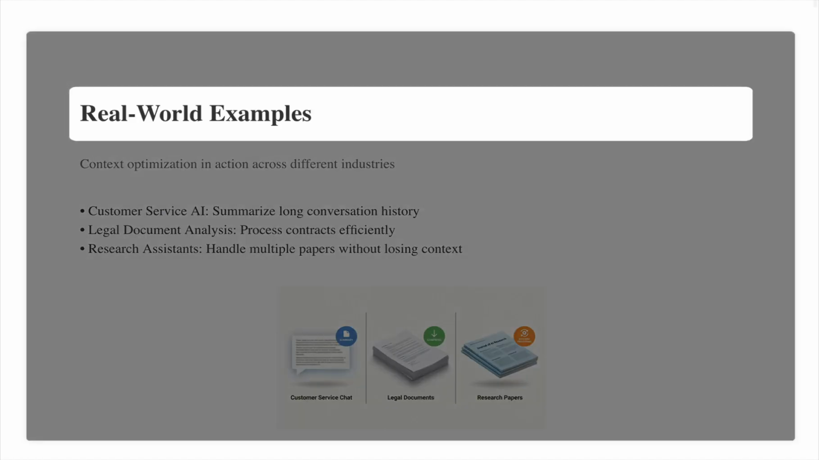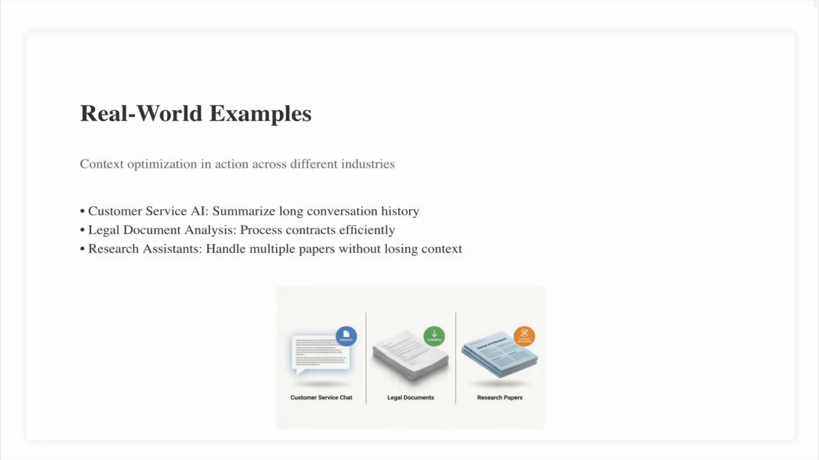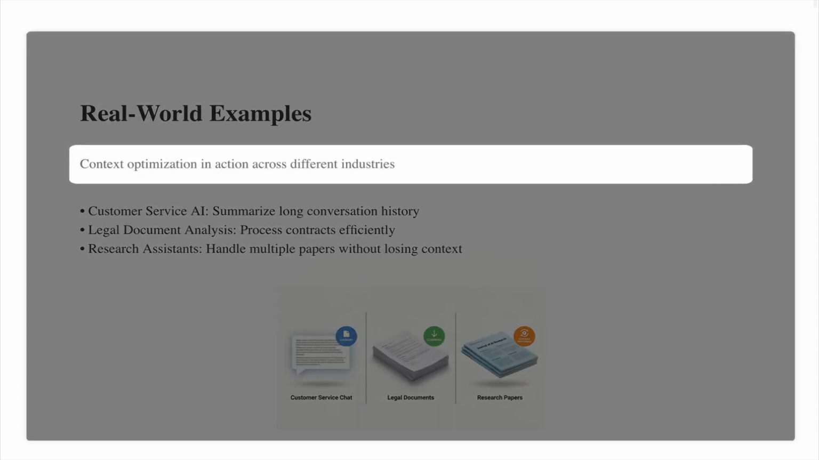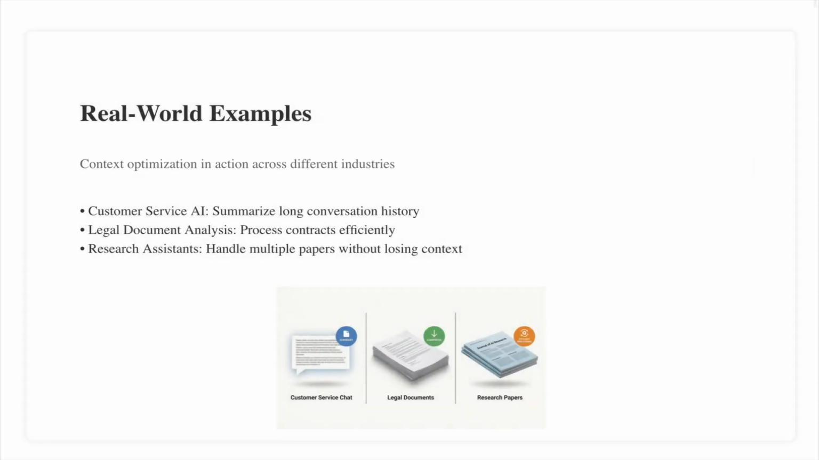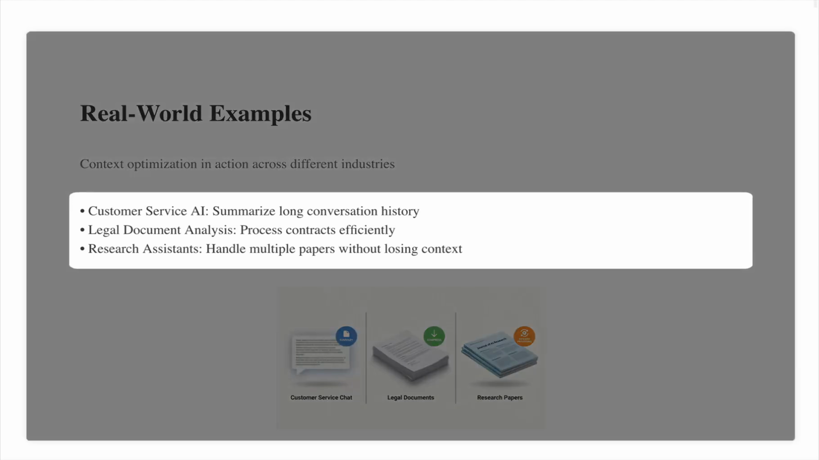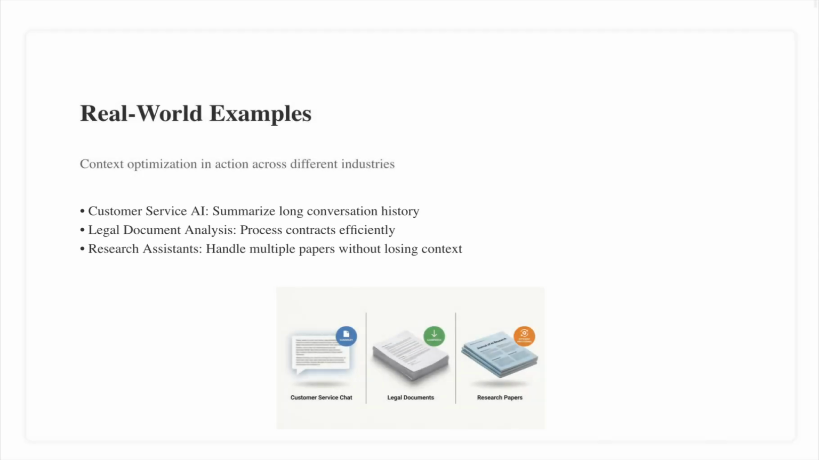Now that we've covered quantization, let's see how these optimization techniques work in the real world. You might be wondering, where do we actually use these ideas? Context optimization helps AI work better across many different situations. Let me show you three practical examples. First, customer service AI. When you call a company, the AI can summarize your entire conversation history. This way, it remembers what you've discussed before without needing to load everything every time. Second, legal document analysis. Lawyers can process long contracts efficiently by summarizing key sections. The AI keeps the important details while reducing what it needs to remember.